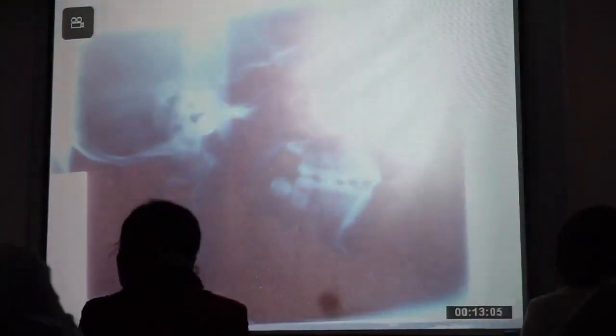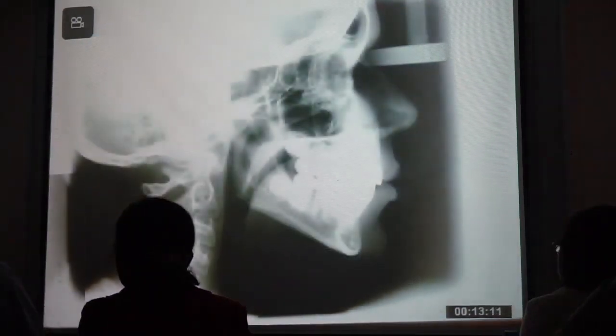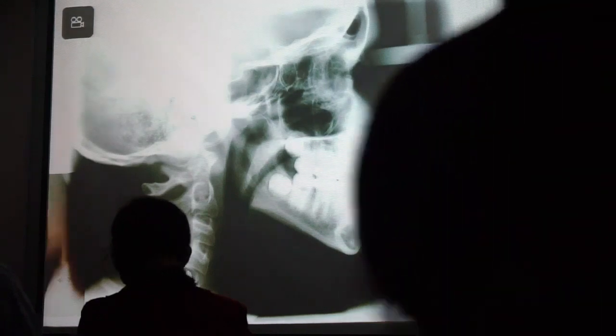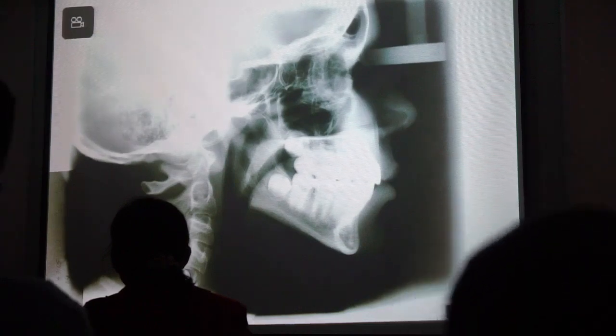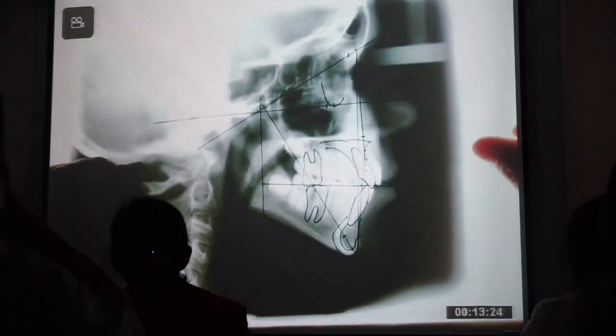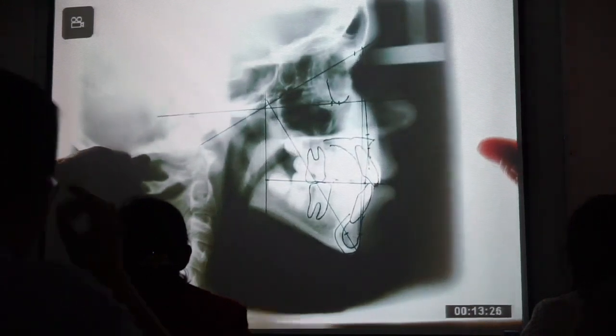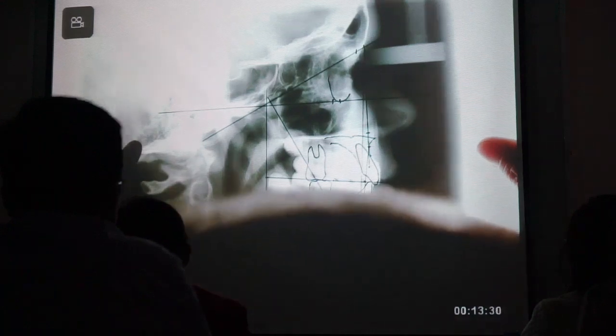Now you cannot see. I am going to change this lamp. Now you see, this is the kid when I did the treatment, and when he grew to 15 years. So you can put this here. You can put this here.